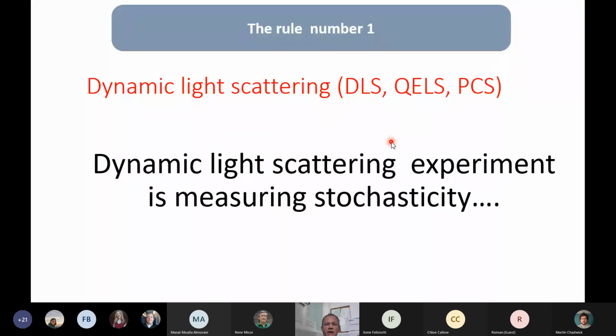dynamic light scattering. There are, by the way, three different names for this method: dynamic light scattering, quasi-elastic light scattering, photon correlation spectroscopy. But in general, a dynamic light scattering experiment is measuring stochasticity. It measures how a time-dependent function, like scattering intensity, is correlated over different periods of time.